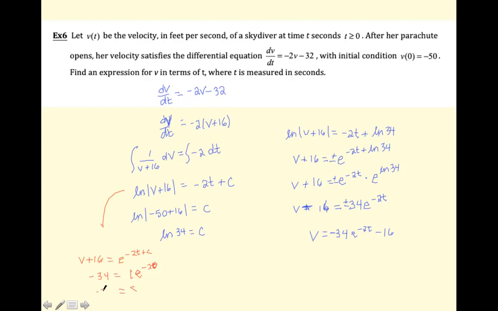So you might have caught it earlier if you had done it this way, but just remember, the step that I skipped should have been our plus or minus, and then use our initial condition to catch that sign. It should be a negative 34 on that.